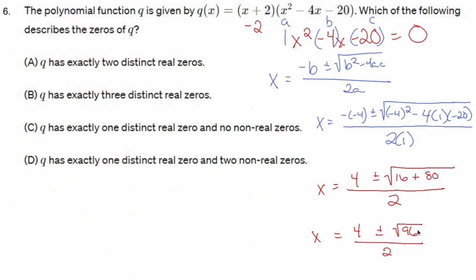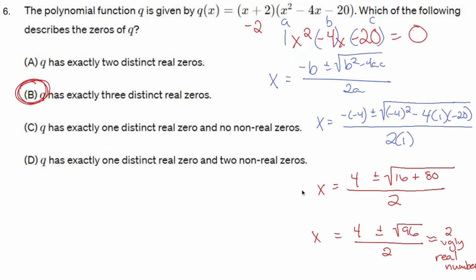I don't know what the square root of 96 is, so how am I supposed to do this without a calculator? Oh, wait a minute. I don't have to. It's just asking me how many answers I would get. This is going to be 4 plus 9 point something over 2, and 4 minus 9 point something, so I just get two ugly real numbers. My pretty number up here was -2. So that's 3 distinct real numbers.